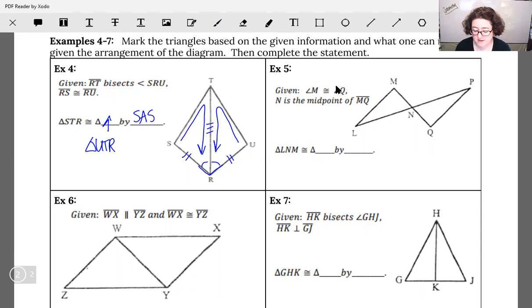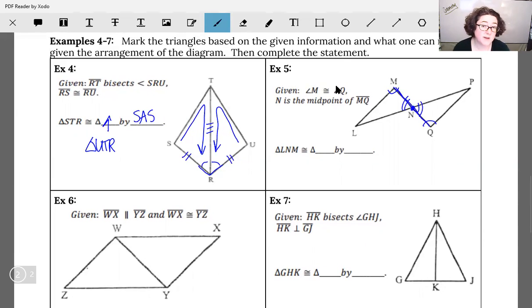Okay, example 5, it's one of those bow tie diagrams. So before I do anything else, I'm going to go ahead and mark my congruent angles in the middle. Okay, let's go through our givens. Angle M is congruent to Q. So again, use a different number of arcs. N is the midpoint of segment MQ. So I'm actually going to draw along MQ just so I know which one I'm using.